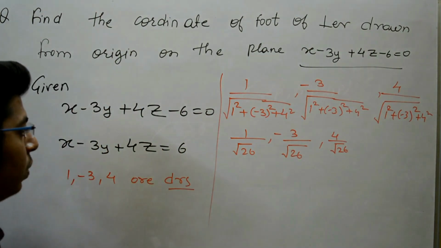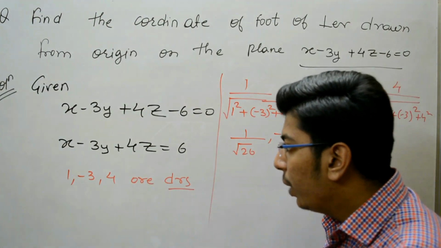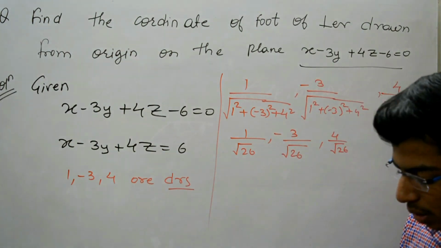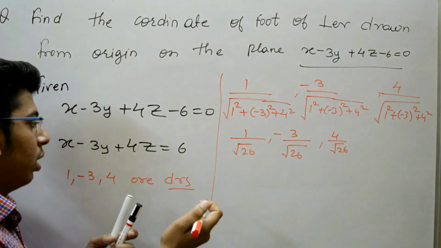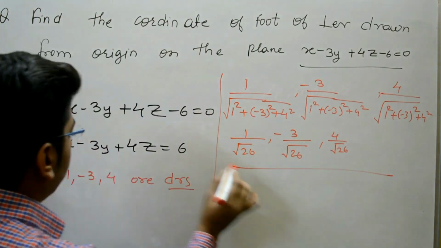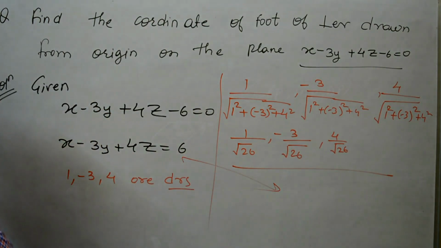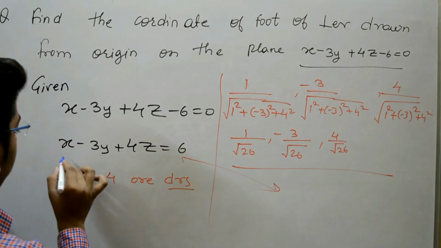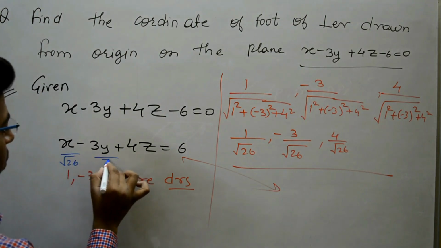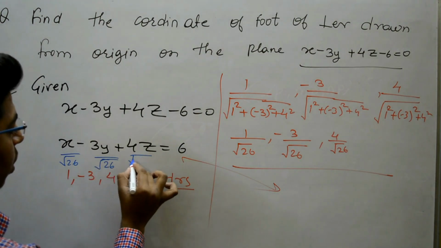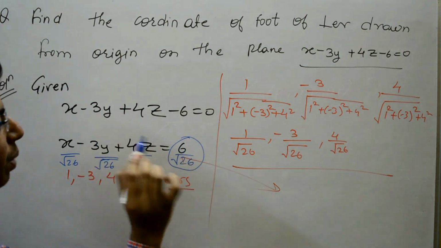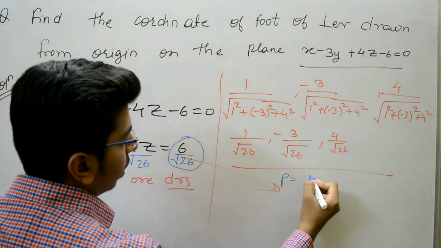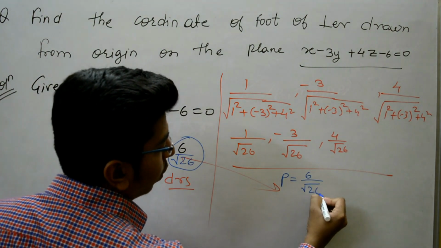Here it is d, but we want p. I am giving you the short way, but you solve up to here, then write this step over here: divide this equation by root 26, root 26, root 26 and root 26. Now this is the perpendicular distance. So p is equal to 6 upon root 26.